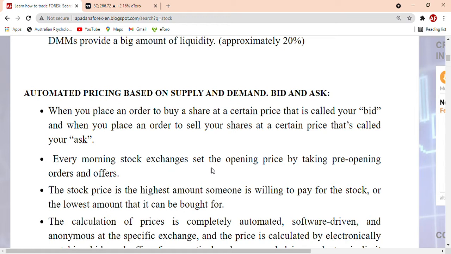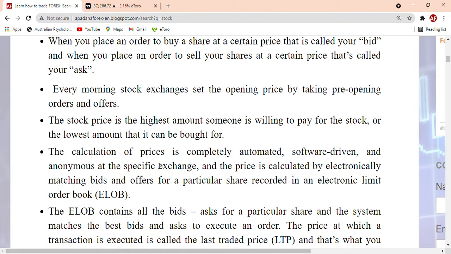Every morning, stock exchanges set the opening price by taking pre-opening orders and offers. So the stock price is the highest amount someone is willing to pay for the stock, or the lowest amount that it can be bought for. The calculation of price is completely automated, software-driven, and anonymous at the specific exchange, and the price is calculated by electronically matching bids and offers for a particular share recorded in an electronic limit order book. So that's how it records.